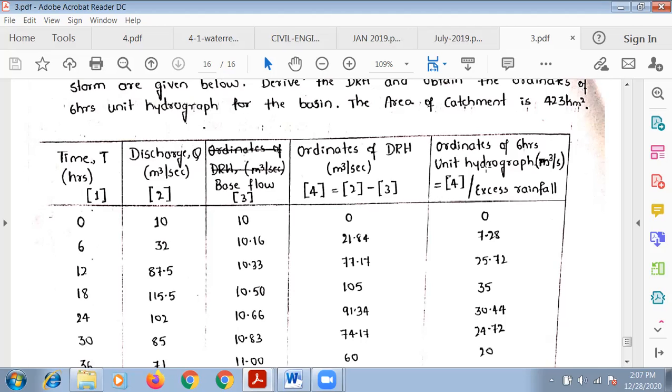In the previous problems, if you have checked, they used to give us the unit hydrograph directly. So they used to give from 4-hour derive 6-hour, or from 4-hour derive 8-hour or 12-hour. Okay, that is easy. Okay, all right.